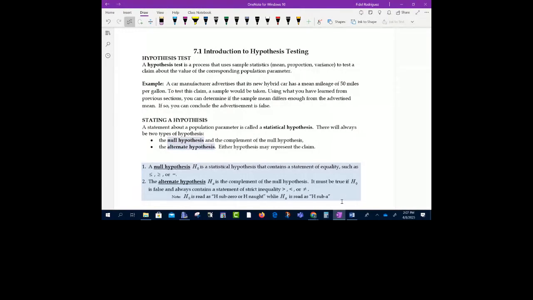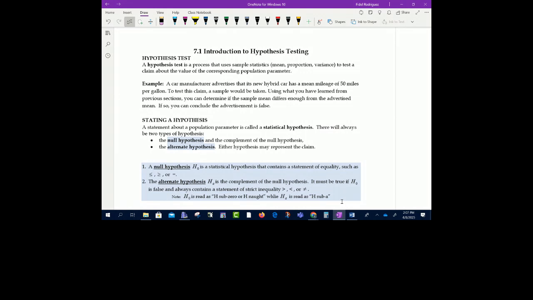It says an example. A car manufacturer advertises that the new hybrid car has a mean mileage of 50 miles a gallon. Hey, we all would want a car that gets really great mileage. To test this claim, a sample would be taken using what we've learned from previous sections. We can determine if the sample mean differs enough from the advertised mean so we can conclude if the advertisement was false or whatever, right?